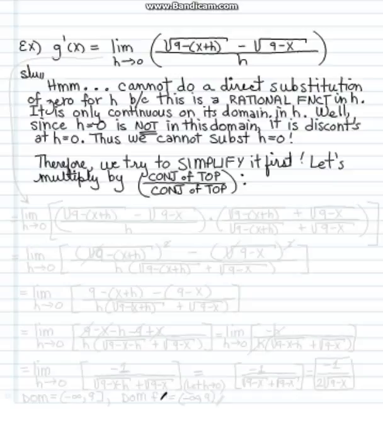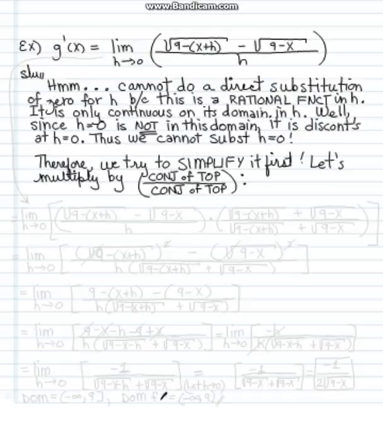So we'll think about its domain in h. In other words, all possible h values that I can plug in here would be the domain. Well, since h equals 0 is not in the domain, do you see why? If I let h equal 0, I'll get a 0 denominator. So obviously h equals 0 is not in the domain. This function in parentheses, the entire function, is discontinuous at h equals 0. Thus, we cannot do a direct substitution of h equals 0. We can only do that where the function is continuous. This one's discontinuous at h equals 0, so I cannot do a direct substitution.